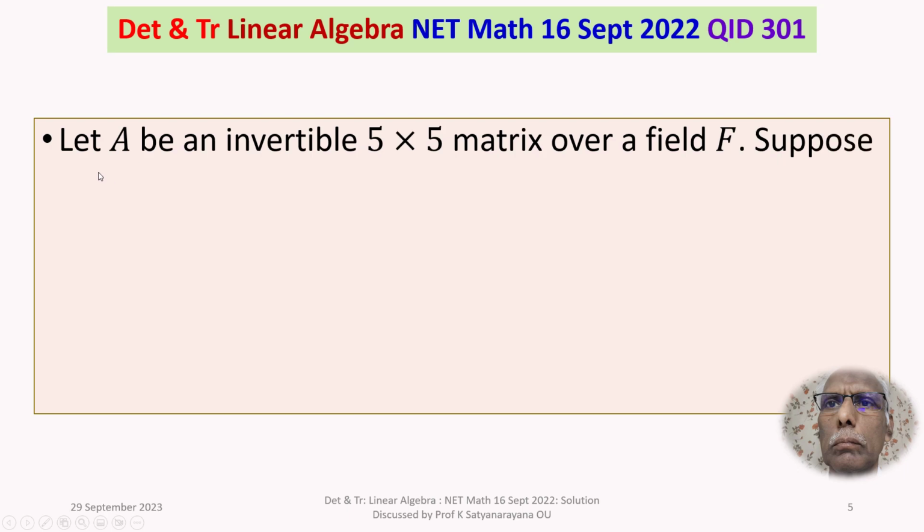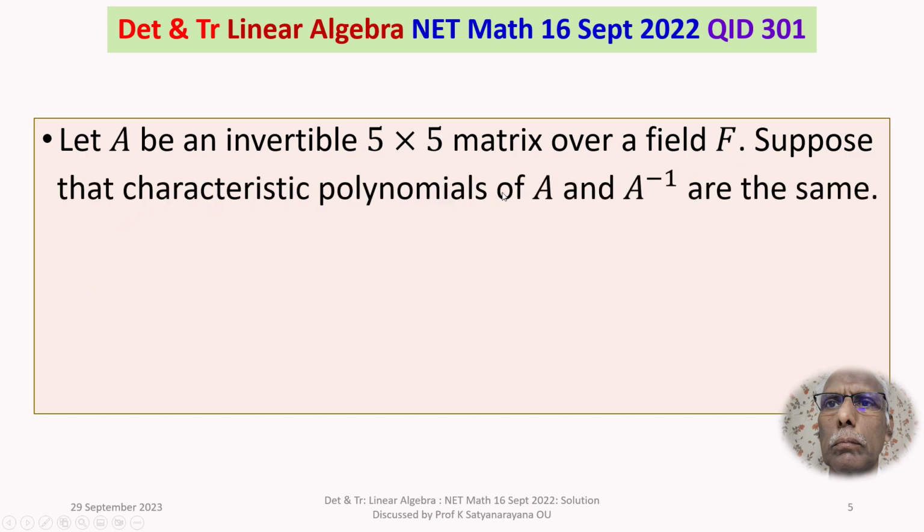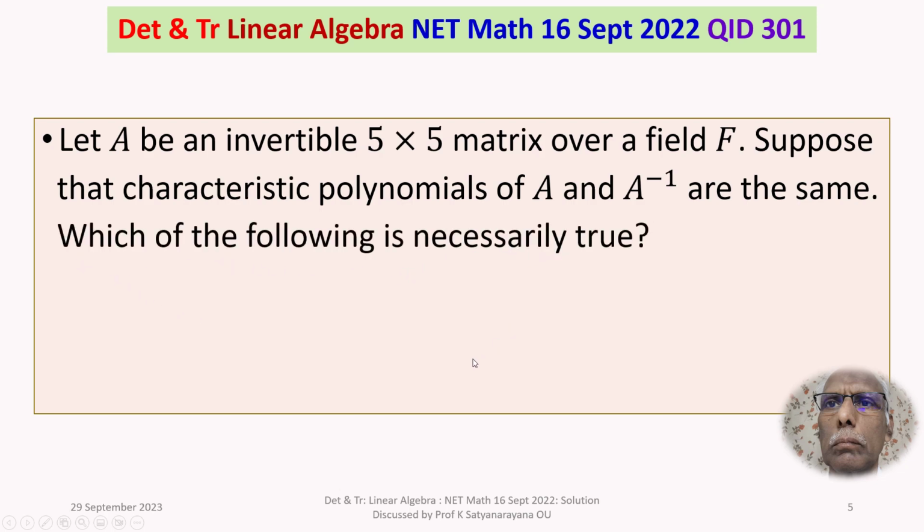The given problem is: let capital A be an invertible 5 by 5 matrix over a field F. Suppose that the characteristic polynomials of A and A inverse are the same. Which of the following is necessarily true? We are given four options.